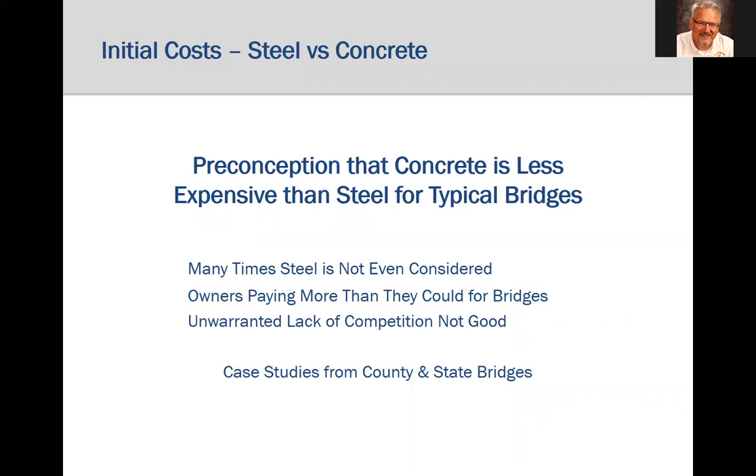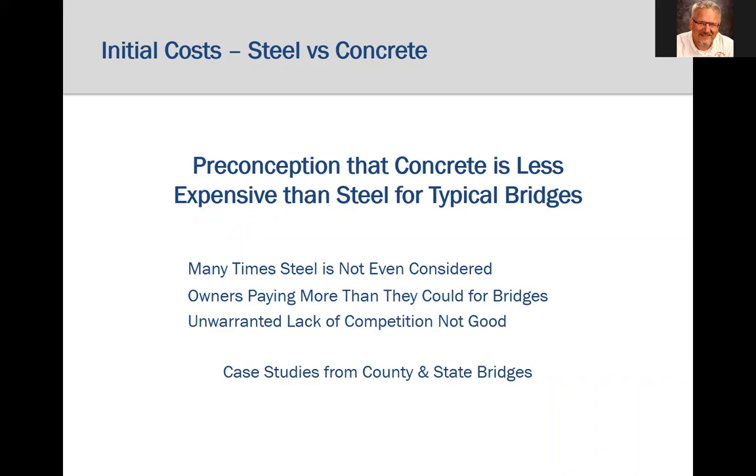We start with the preconception that concrete bridges are less expensive than steel bridges in the short span market. Many owners and engineers across the country believe this to be true, and many times steel is not even considered when there is a short span bridge need. This is unfortunate because that means owners may be paying more for their bridges than is necessary.